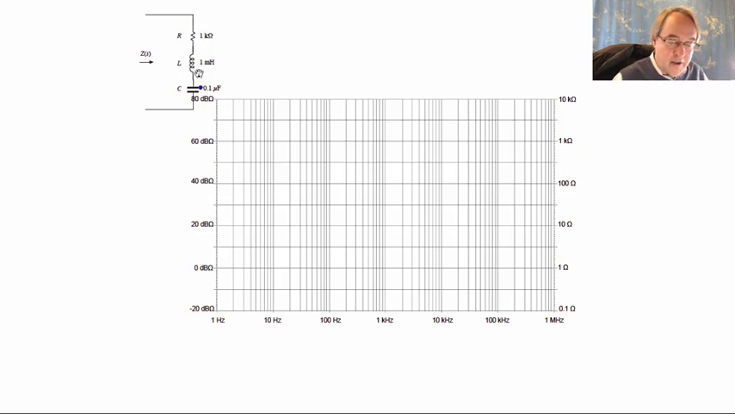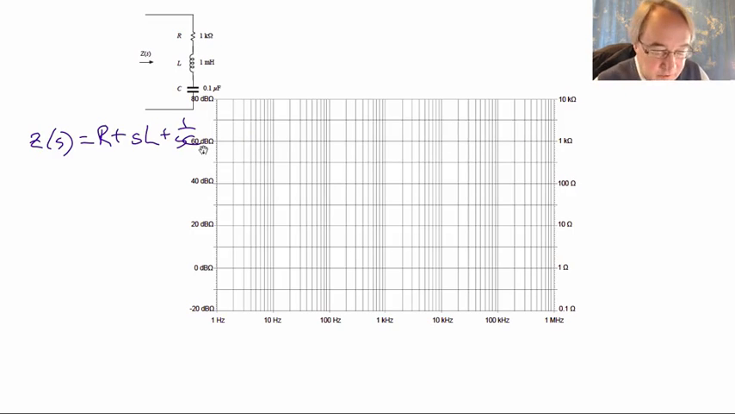Here's an RLC network with three impedances in series. So in this case, Z of S is the resistor impedance R plus the inductor impedance SL plus the capacitor impedance 1 over SC. So again, we will construct the individual asymptotes first. The resistor is 1K in this case, so 1K ohm is 60 dB ohms, and we get this value right up here.